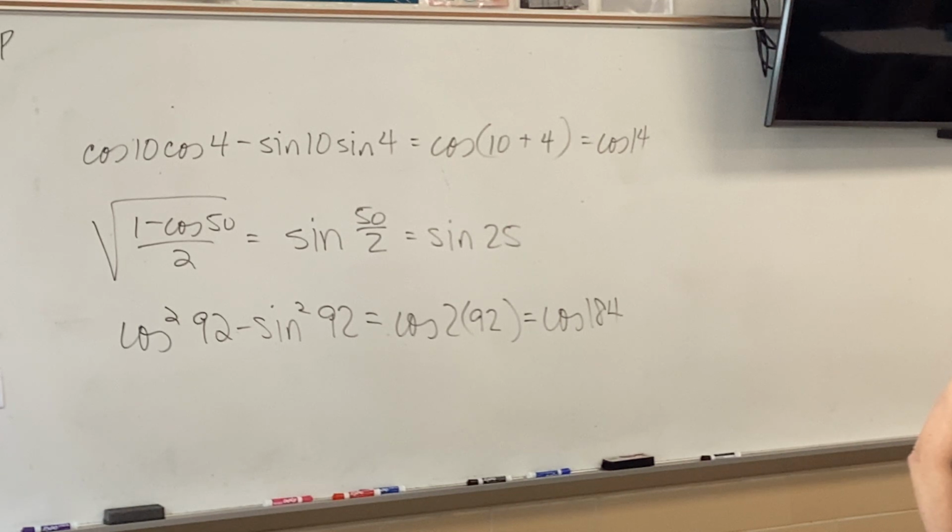Sine 62. It's the formula for sine of 2x. 2 theta, 2x. So 2 times 36, that's a formula for the sine of 72.